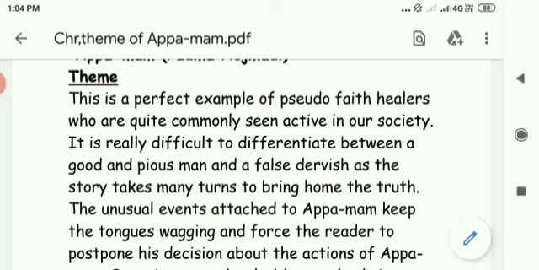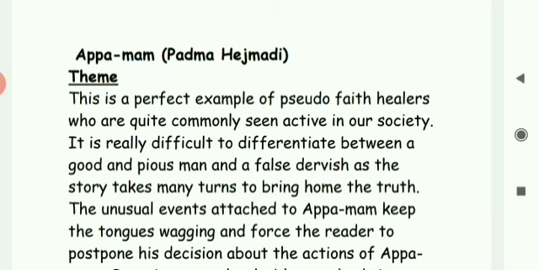Okay, it is really difficult to differentiate between a good and a pious man and a false dervish, as the story takes many turns to bring home the truth. In this particular story, we came to know that Appa-Mam seems sometimes a very good person, a very sincere person, and he is considered to be a pious person. And the author, the writer of this particular lesson, is sometimes drawn towards his character. He is attracted by his character, but at the same time, after a few minutes, an incident occurs where he is considered to be a false dervish.